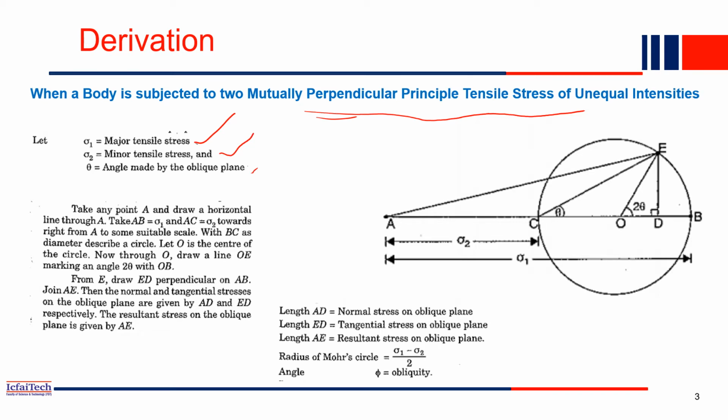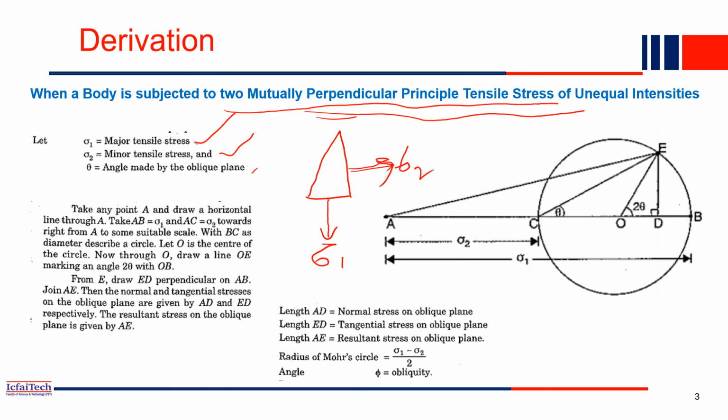You can imagine a body, maybe we just draw a body. This is a simple body where a tensile force is acting. This is maybe your sigma 1, and this is also tensile, so two planes, and this is sigma 2. There is no shear stress, because in this derivation we are more focused on two mutually perpendicular principal tensile stresses. These are the two mutually perpendicular tensile stresses acting on this body.